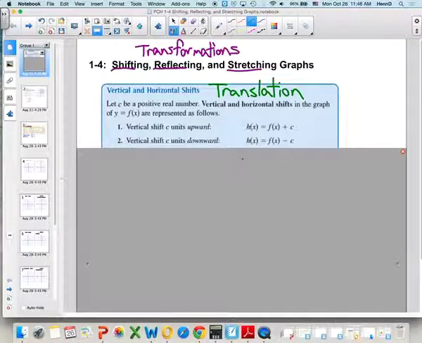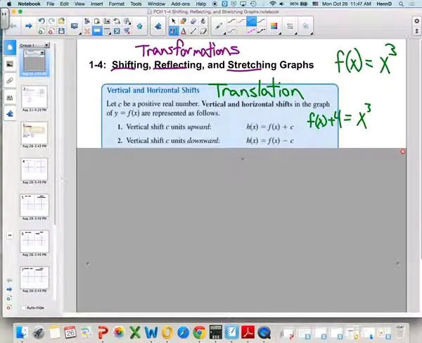So here, if we want to shift upward, I'm going to use the example of f of x equals our parent function, x cubed. If I want to move that up, say, 4 units, I can take whatever f of x is and add 4 to it. Notice I'm adding 4 to the entire function. So would that be f of x equals x cubed plus 4? Yeah, it would be x cubed plus 4. Or if I wanted to shift it down, I would take the original function and subtract 4 from it. So I have x cubed minus 4.